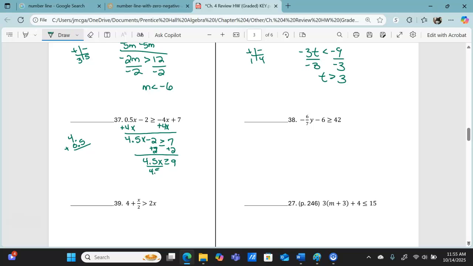Divide both sides by 4.5. I happen to know that 4.5 is half of 9, but if you don't know that, take your 9 and divide it by 4.5. You're going to need to move your decimal there and here. So you're going to put in a 0, and that would go in 2 times. 45 times 2 is 90. So x is greater than or equal to 2.